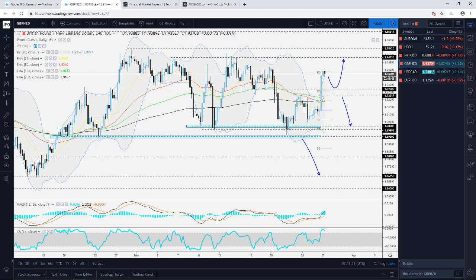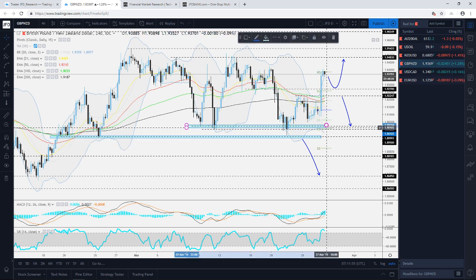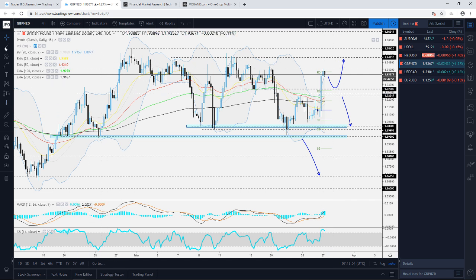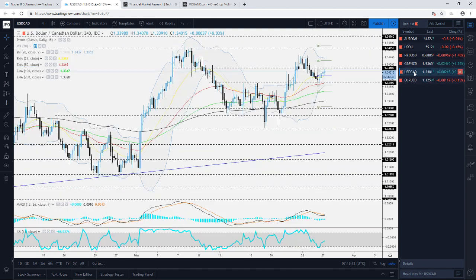Also with the GBP and NZD, don't forget we still have the ongoing Brexit talks and votes and all that madness basically. So yep, don't forget about that, because at the same time this pair could get affected by the developments around Brexit. Very quickly, USDCAD, to be honest, not much to talk about here.